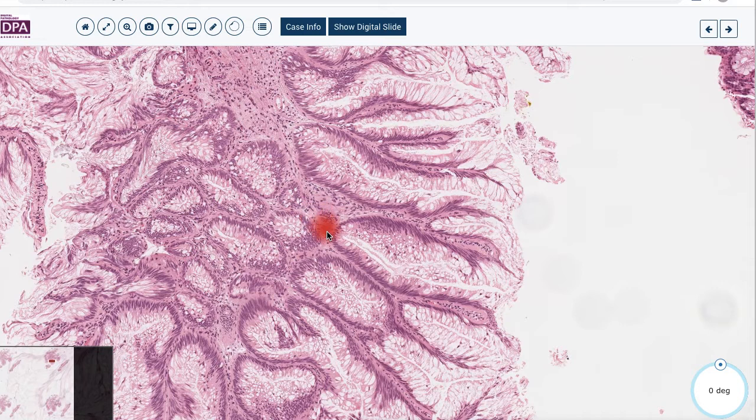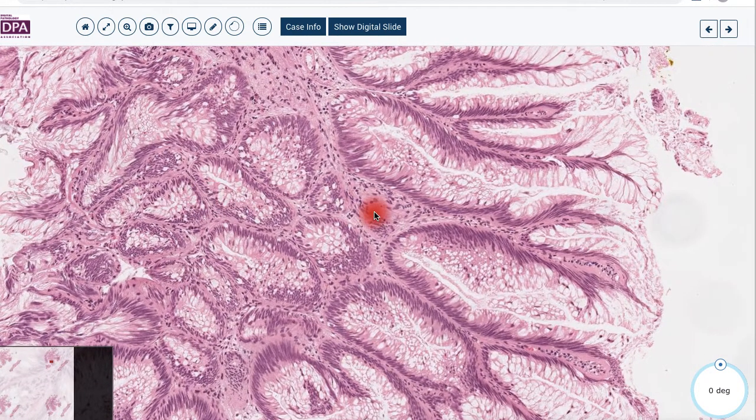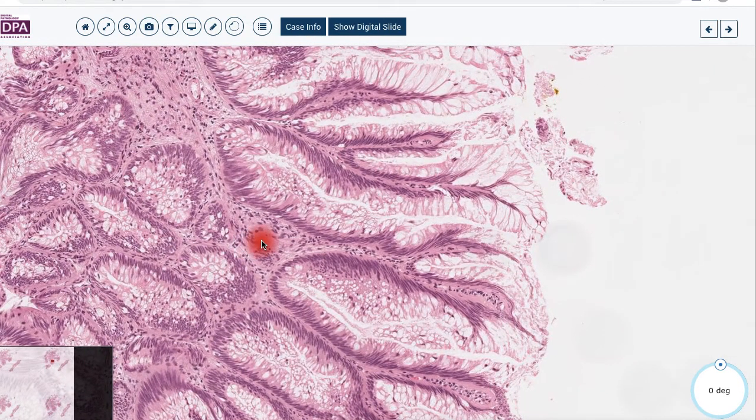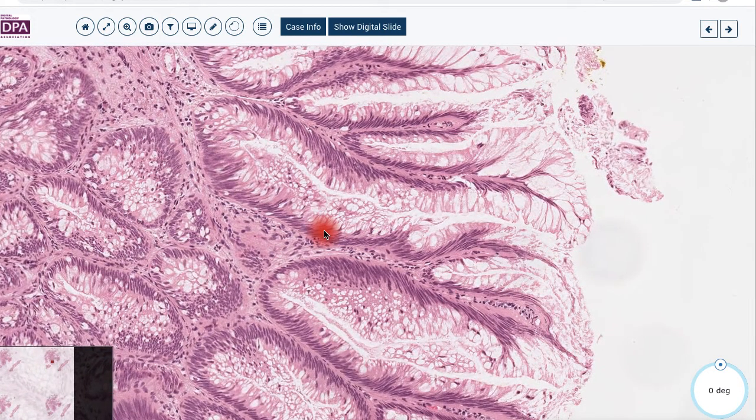Now here we see a little bit of nuclear stratification that may be related to electrocautery, because there's certainly cautery artifact over here. But this reminds us that these lesions more frequently develop conventional dysplasia, and that can make them sometimes difficult to distinguish from villous adenoma because of the architectural changes that we see.